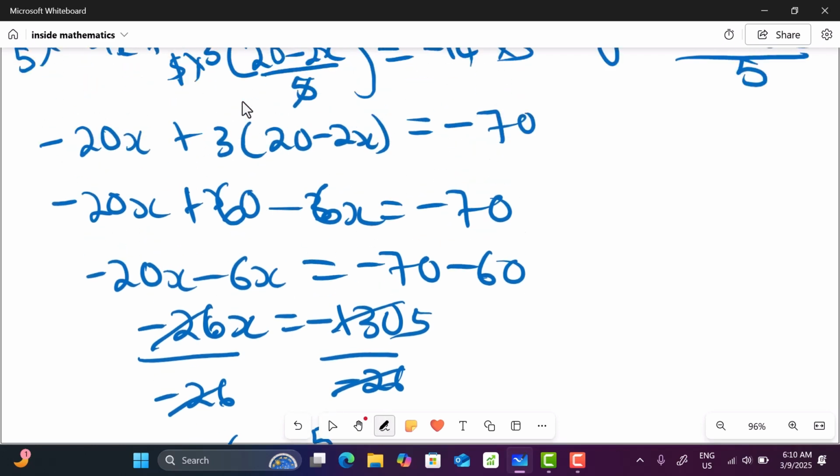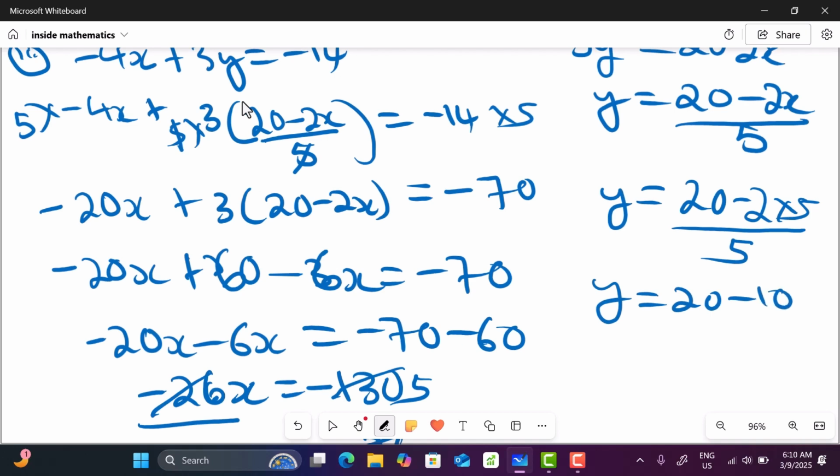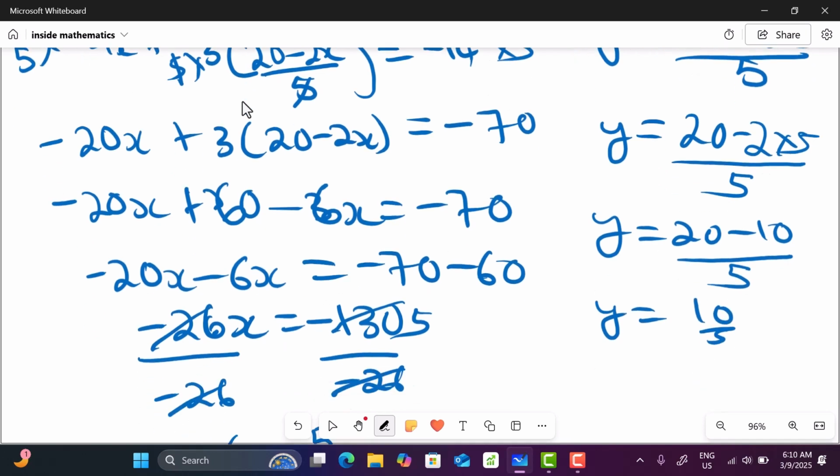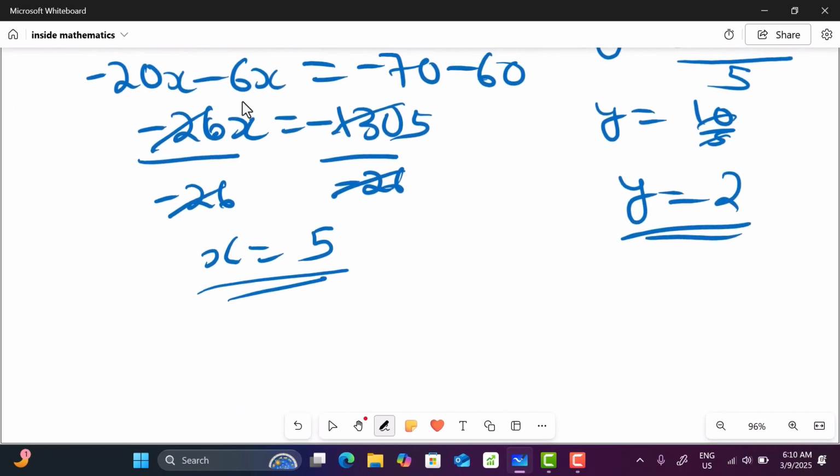So if x is equal to 5, then we just go here and say y is equal to 20 minus 2 times 5 all over 5. So y is equal to 20 minus 10 all over 5. y is nothing but 10 over 5, which gives us the value of y equals 2, positive. Therefore, in this substitution method with decimal places, x is equal to 5 and y is 2.